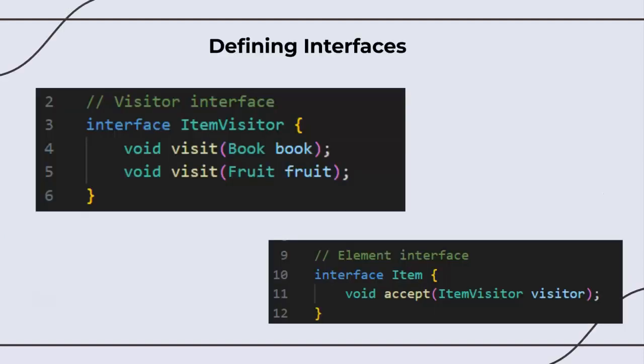So now I'm going to go through my code example, which again is using the shopping cart example. So first thing I did was create the element interface and the visitor interface. So the visitor interface has the visit methods for a book type and a fruit type declared. So those are the two items we're going to be working with. And then I created the element interface, which is item, and that has a general accept to accept the visitor.